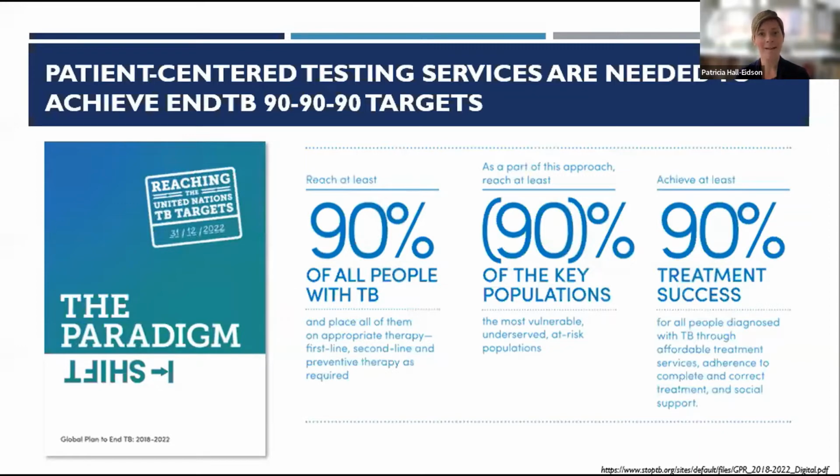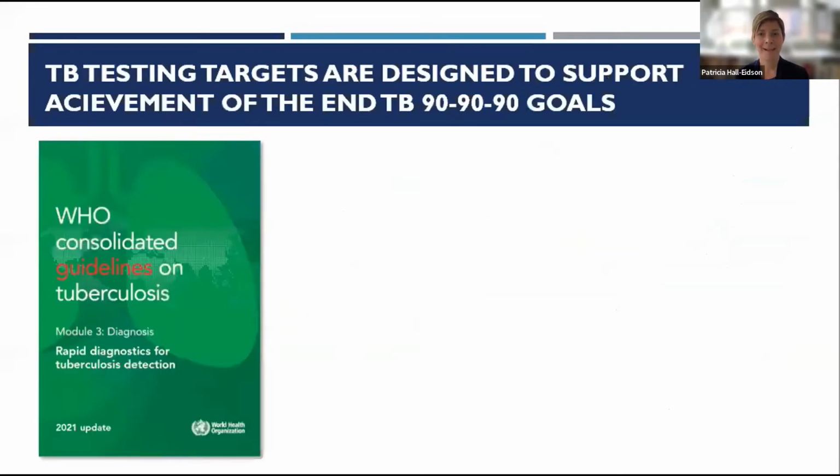Okay, but we're talking about testing today. So the 90-90-90 global overall targets are further supported by testing specific targets, which were recently summarized in the most recent WHO consolidated guidelines on the diagnosis of tuberculosis. The document is shown on the left here.